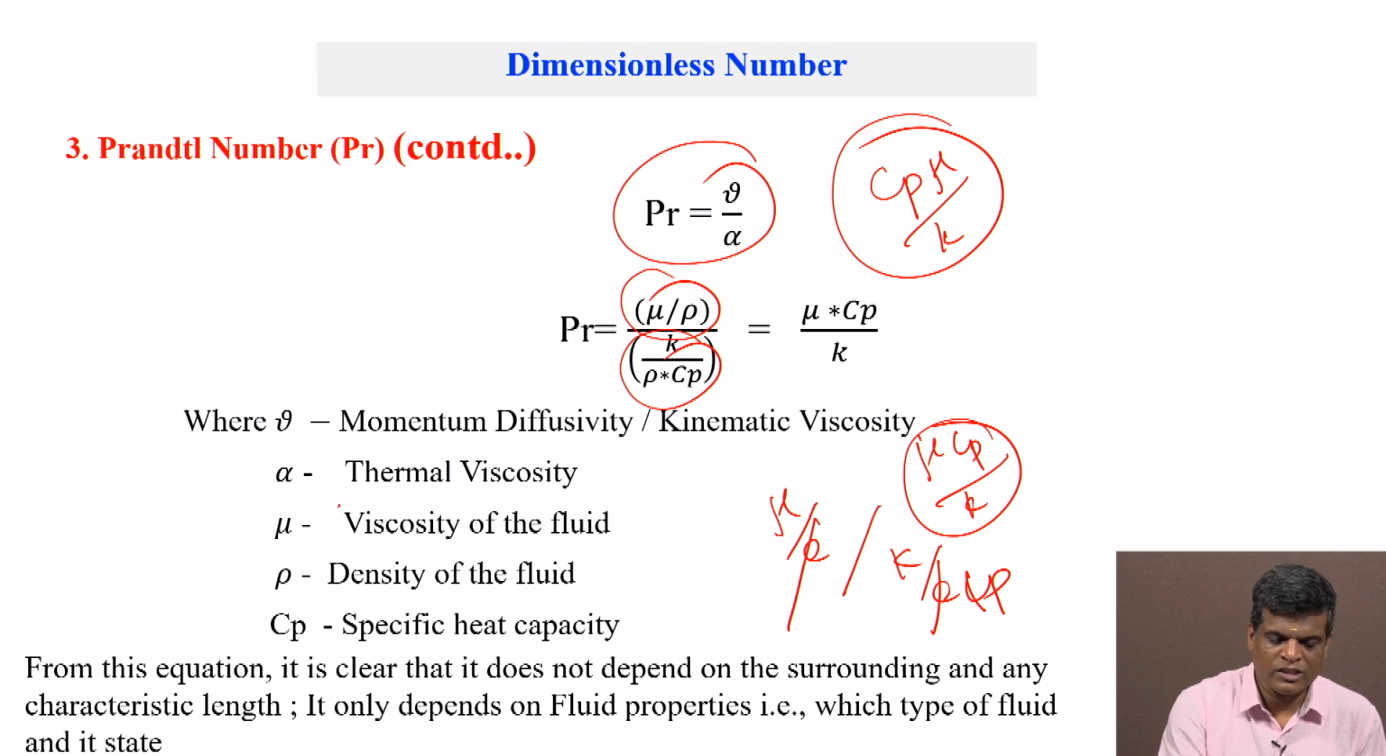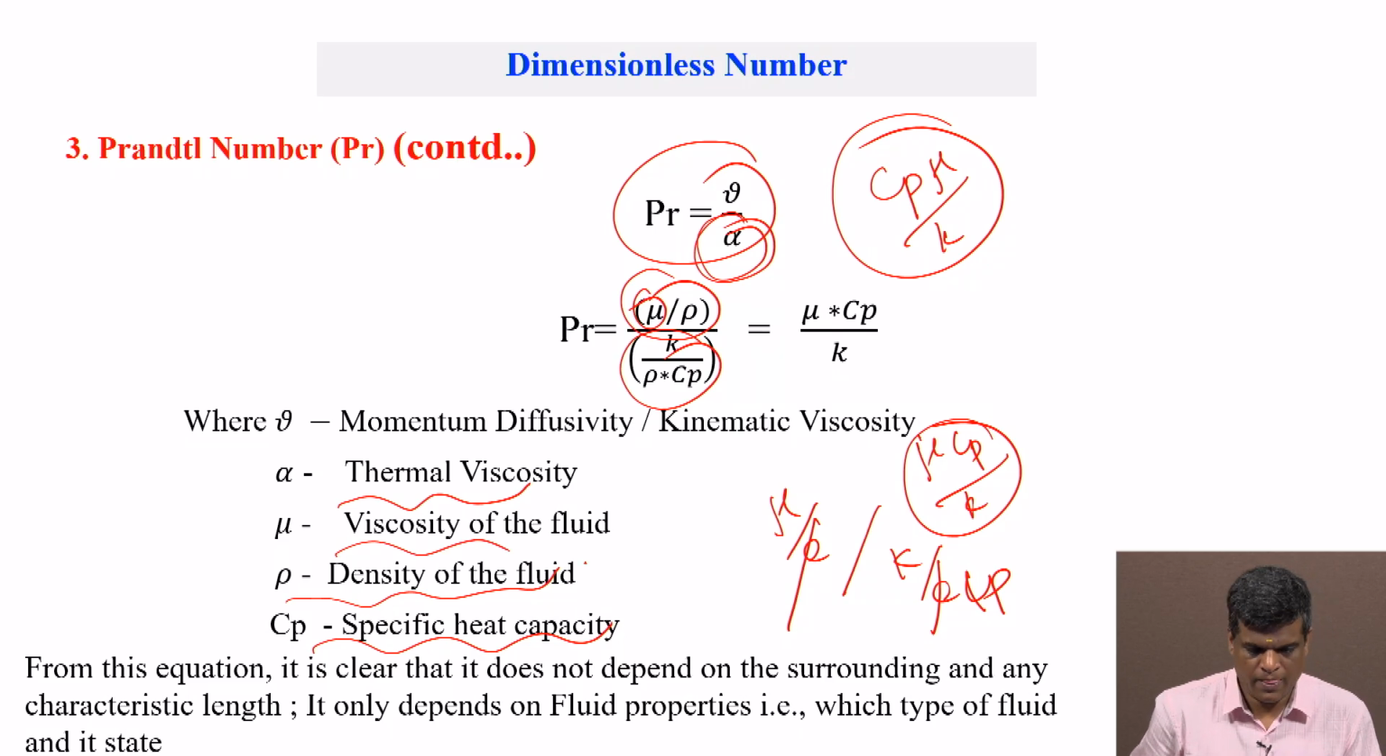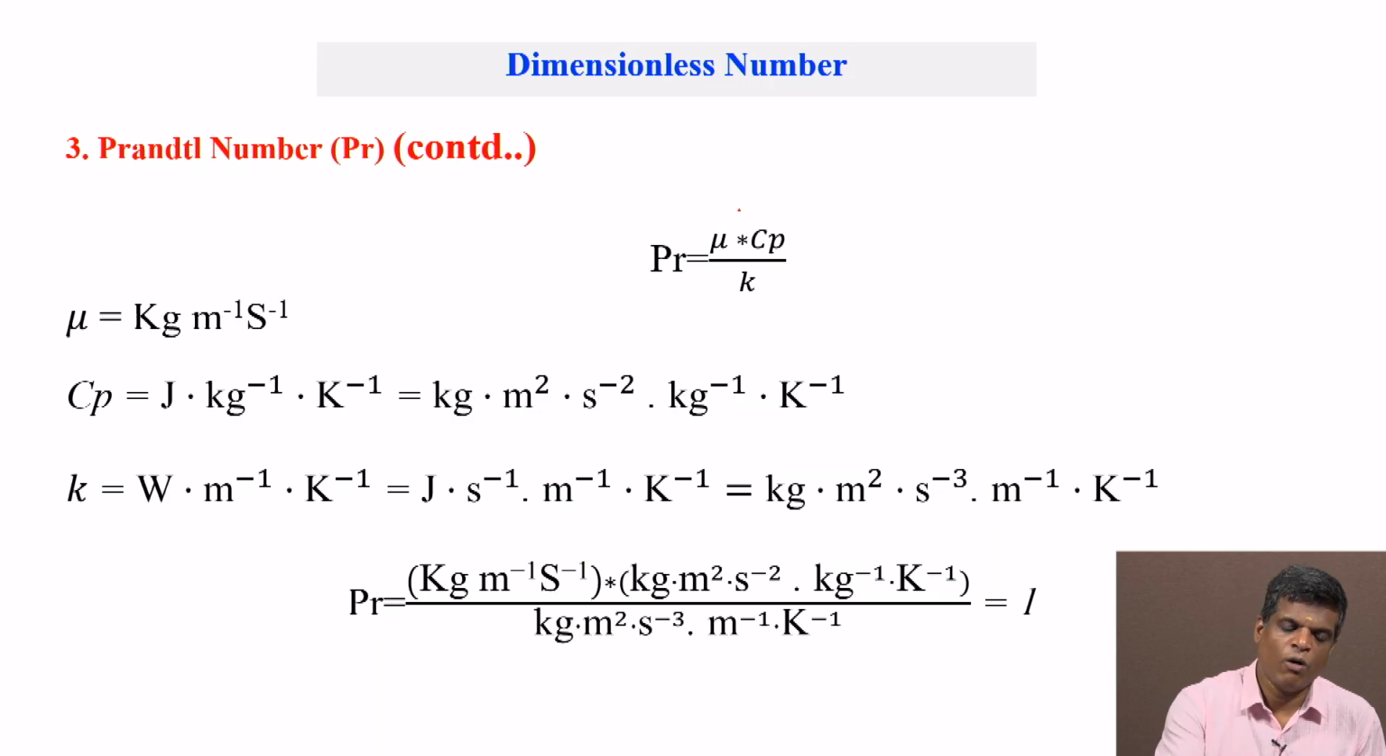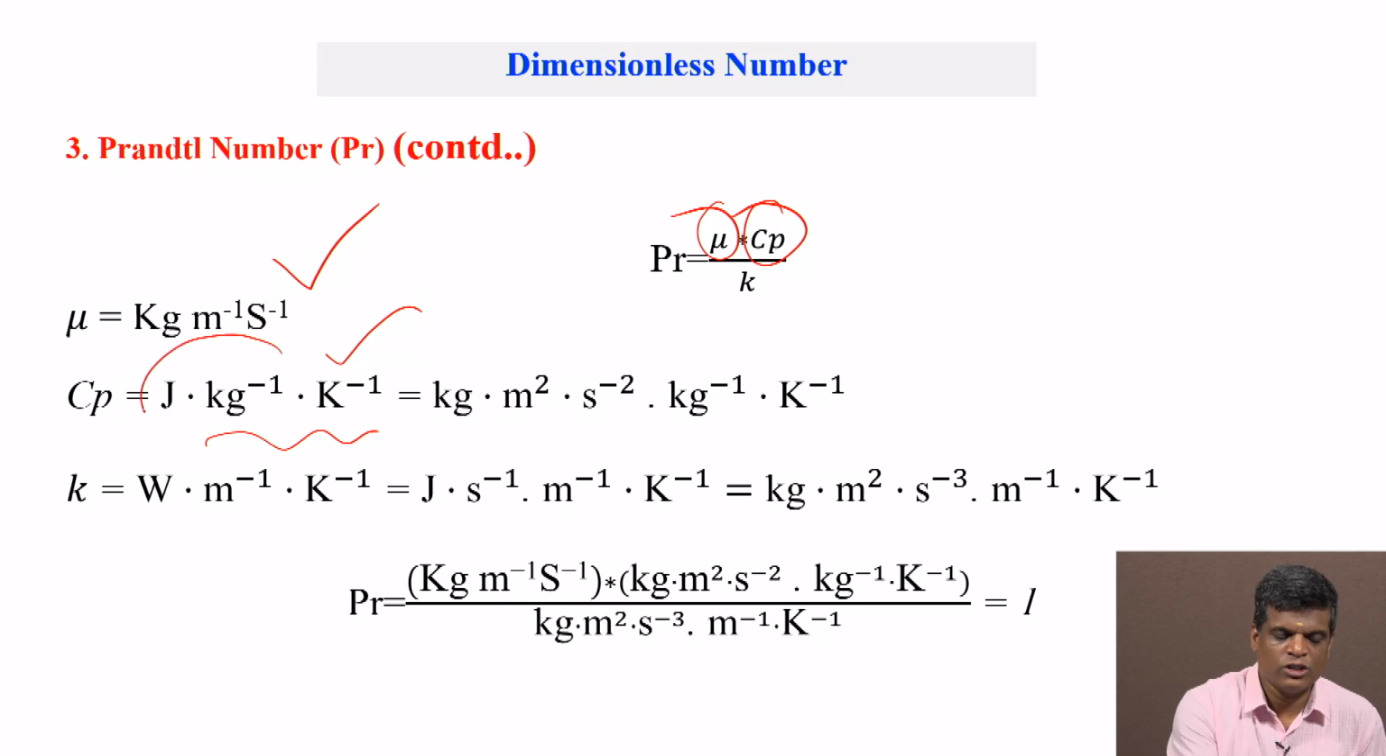Here, alpha is the thermal diffusivity and mu is the viscosity. Here rho is the density of the fluid, Cp is the specific heat capacity, and mu is the viscosity. If you solve all the units, the viscosity units we already discussed. The specific heat units are joule per kg Kelvin, then you convert joule in terms of kg meter per second. So finally, we get the value here.